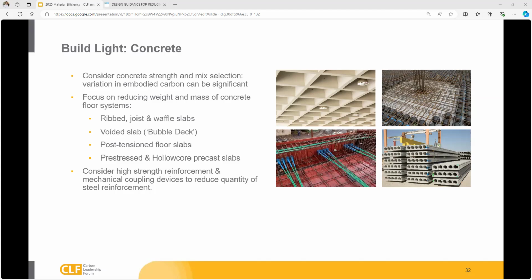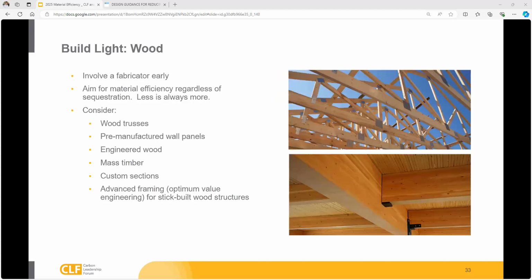Consider also high strength reinforcement. It's available and will allow you to reduce the quantity of reinforcement for strength controlled concrete sections.